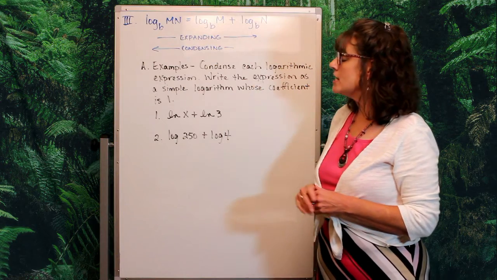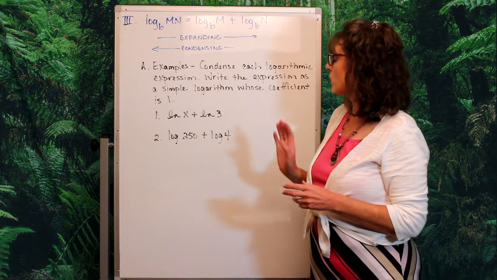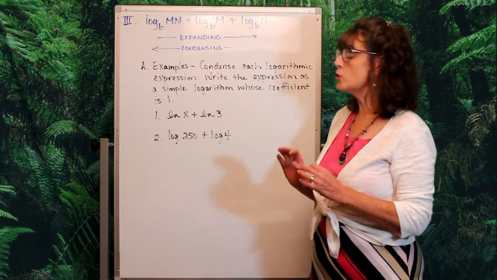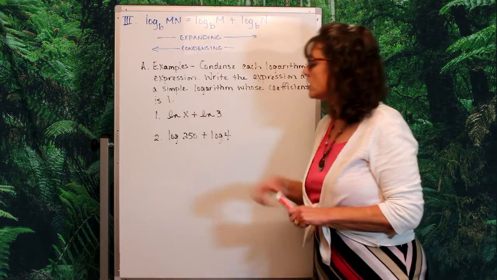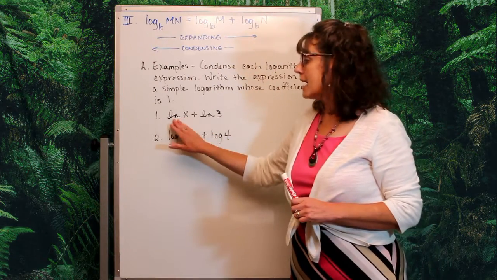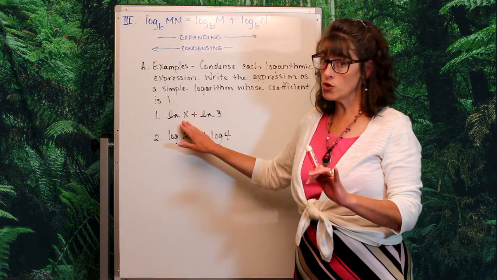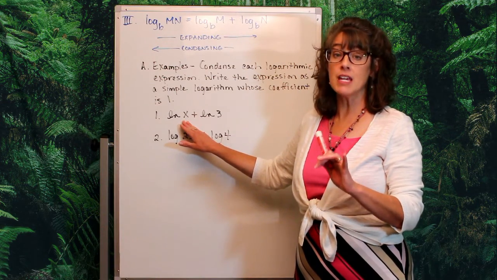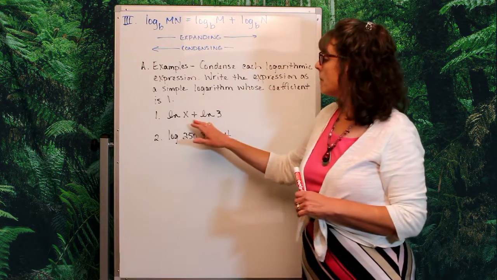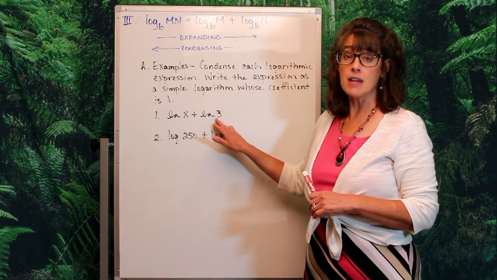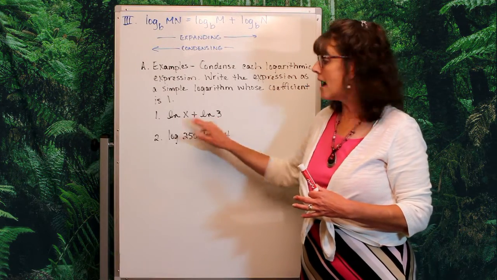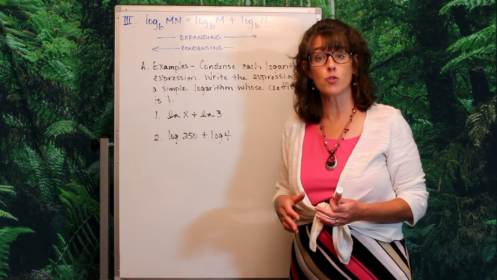We're going to condense each of these logarithmic expressions. We're going to write the expression as a simple logarithm whose coefficient is a 1. So take a look at this first one. Notice it says natural log of x. What's the understood base? Yes, an understood base of e, which we don't have to write. Plus natural logarithm of 3, again understood base of e. They have the same base because they are both natural logarithms.